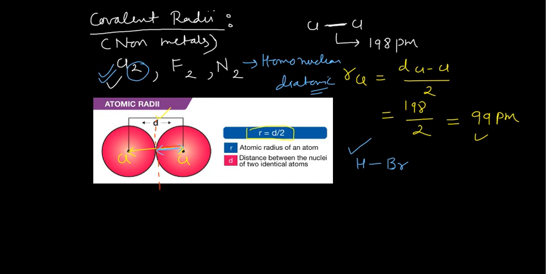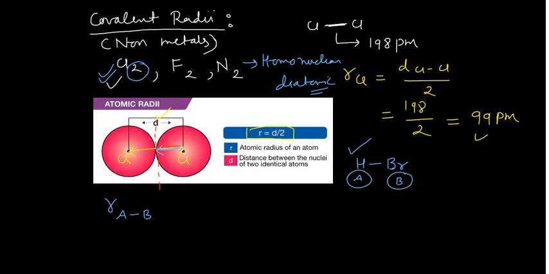Due to the ionic character, the bond length decreases. When the bond length decreases, the ionic radii also decrease. So for this, what we generally do is take the covalent radii. I am writing it as R_A, R_B. You can consider this A, and you can consider this B. This is how you can write.